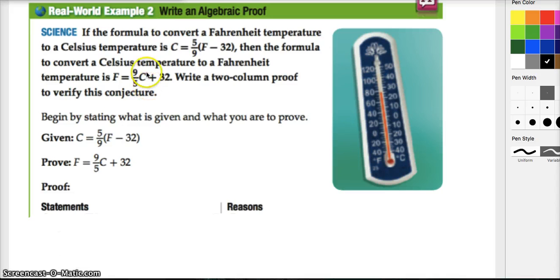So if the formula to convert a Fahrenheit temperature to Celsius temperature is Celsius equals 5/9, the quantity of Fahrenheit minus 32, I don't know where that came from, then the formula to convert Celsius temperature to Fahrenheit is going to be this one. F is equal to 9/5 C plus 32. Write a 2-column proof to verify the conjecture.